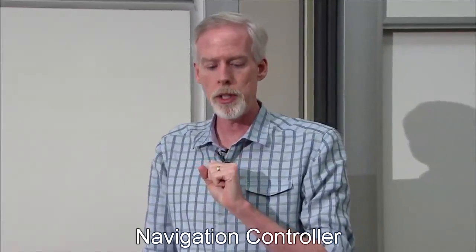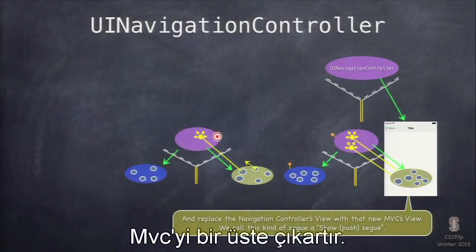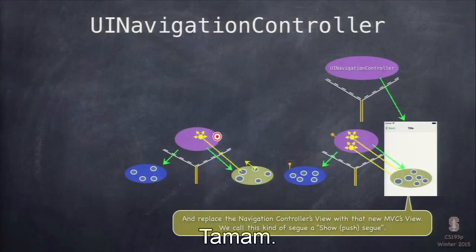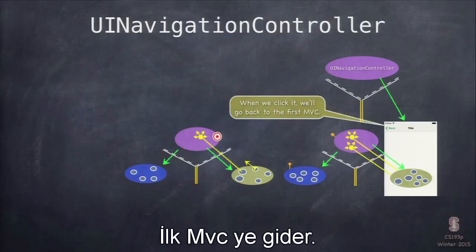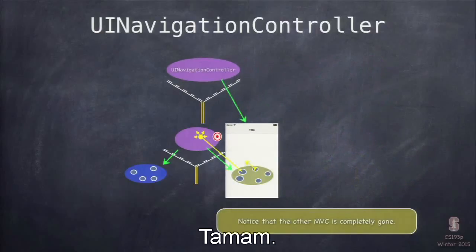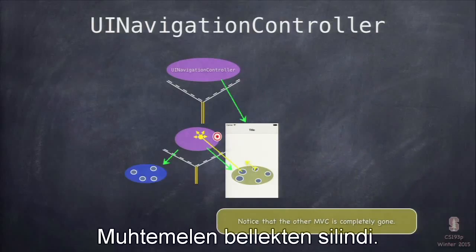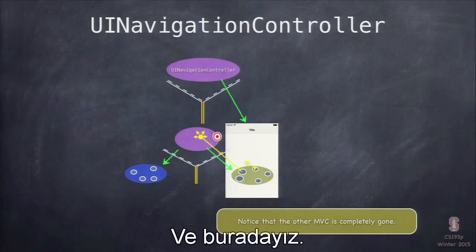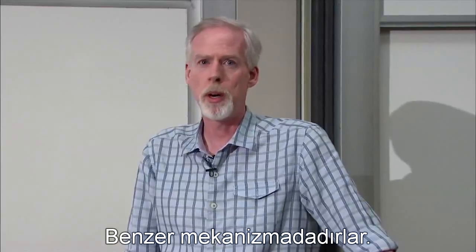Okay? So it creates this new MVC, and then the navigation controller just moves over to put that MVC's view on top. Right? And then, of course, you got the back button. When you click the back button, it goes back to the first MVC, and look what happens to that MVC. Gone. Okay? That's not hidden or something, it's just gone. It got deallocated, probably from the heap. Okay, and then we're back to here. Okay, so that's how a navigation controller works. Very simple, and split view and tab bar are a similar kind of mechanism.